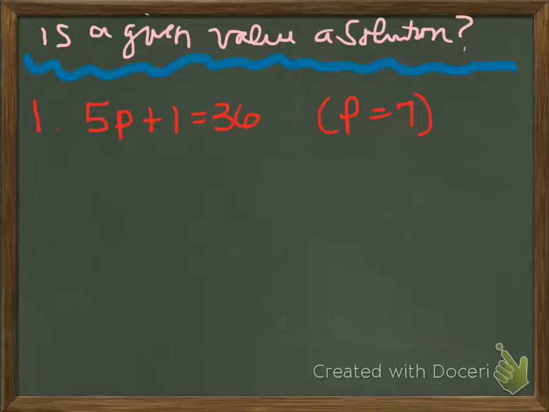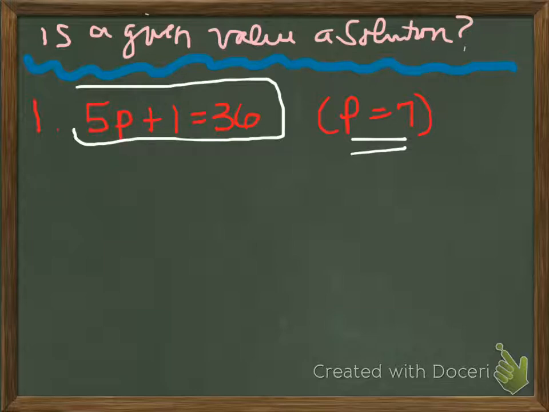In this video, we're going to decide if a given value is a solution to the equation. So in my first example, I have 5p plus 1 equals 36. Again, 5p means 5 times p. And the value that I'm given is p equals 7. So the question is asking, if I substitute 7 for p, will this equation that I'm given be true or false? So let's find out.